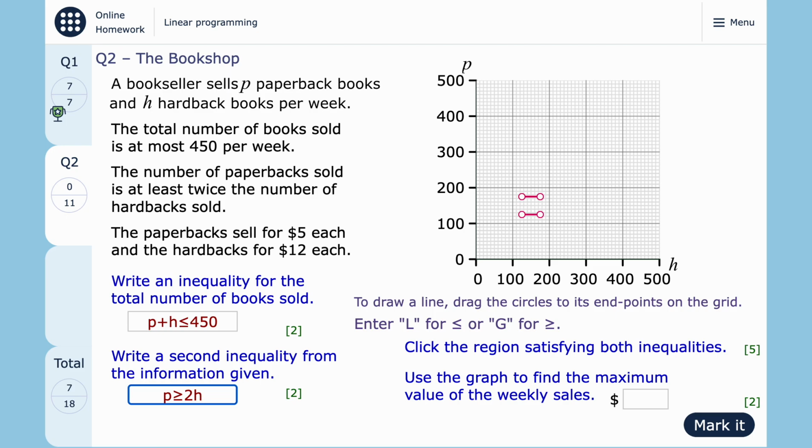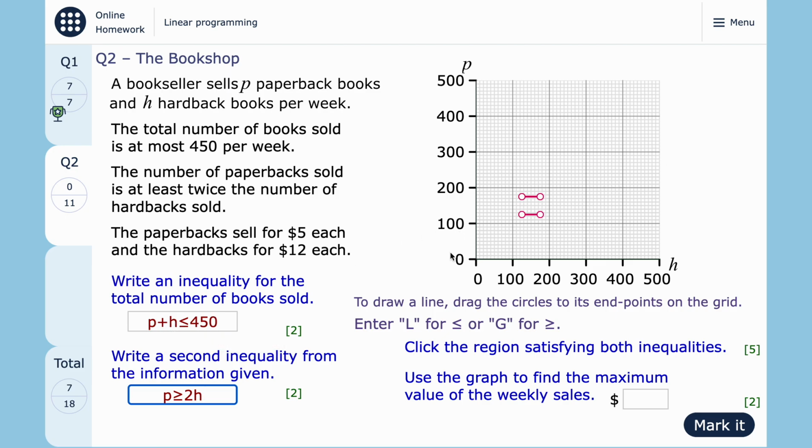And then it says to draw a line, drag the circles to its endpoints on the grid, enter alpha. Okay, we don't need to worry about the L and the G, we've done that. Click the region satisfying both inequalities. Okay, so I'm going to try and make a line that represents the inequality P plus H less than or equal to 450. Well, I'm going to think about P plus H being equal to 450.